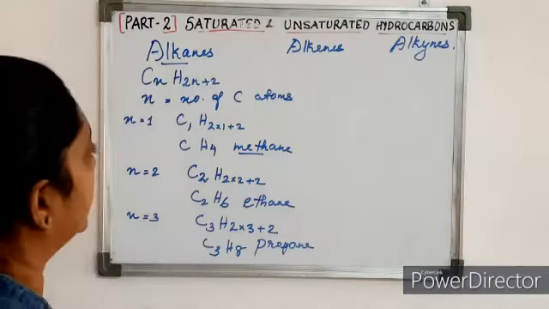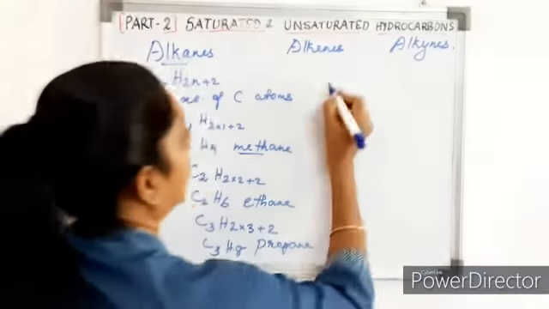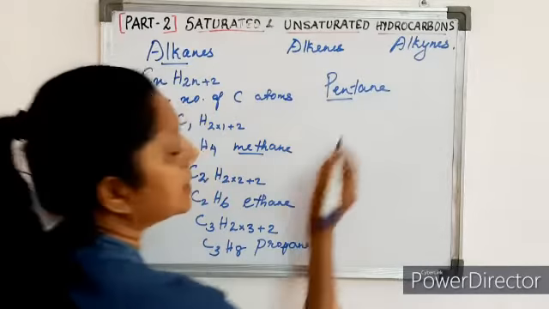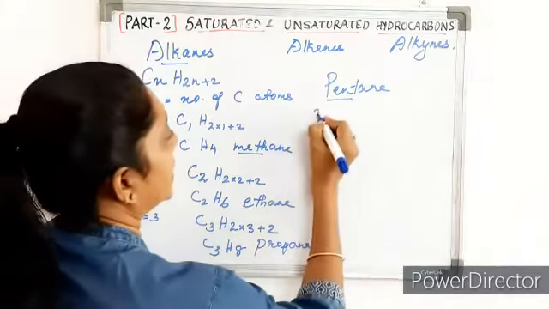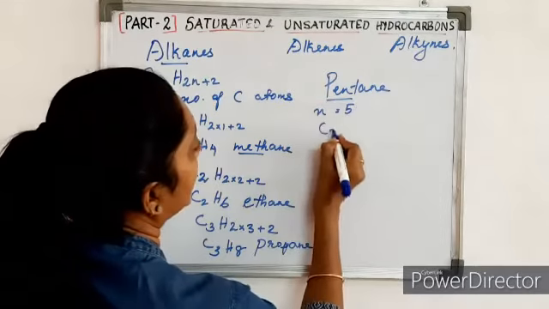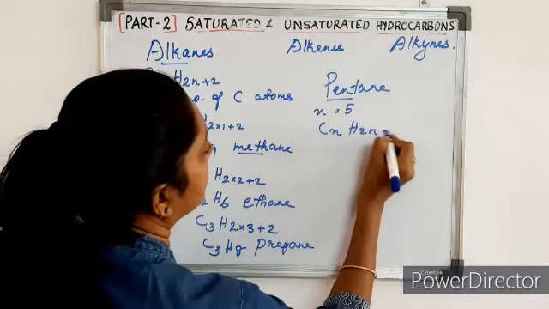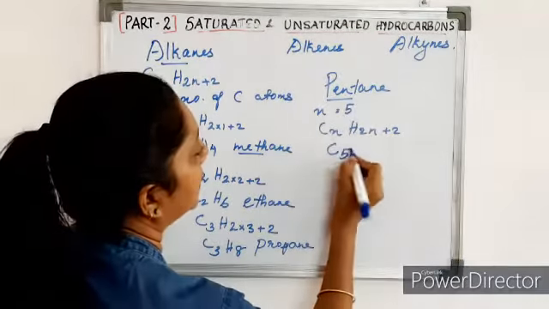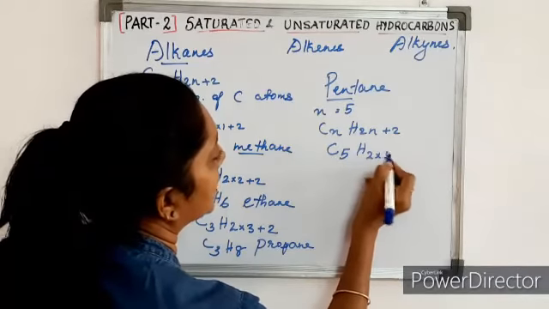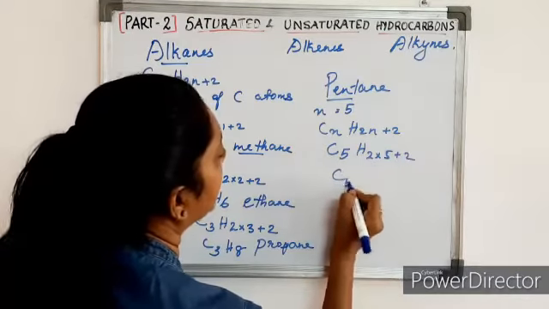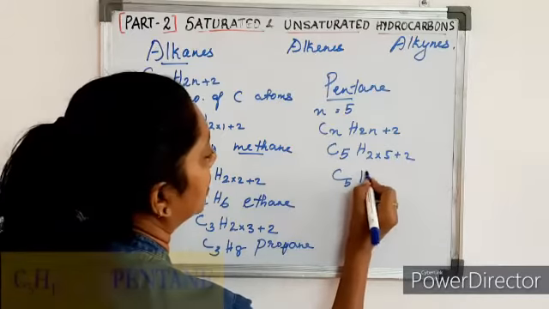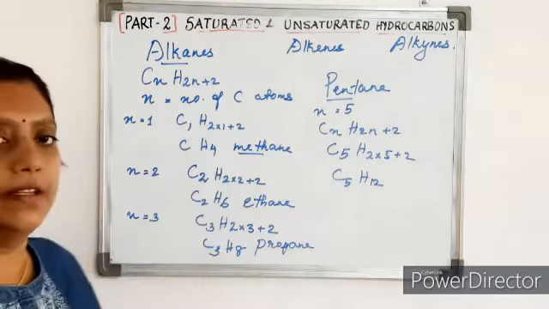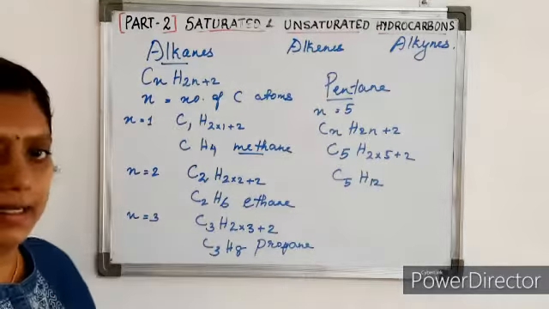So if you want to find the molecular formula for pentane, how will you find it? We know that pent means 5 carbon atoms. So n is equal to 5. CnH2n+2, putting n equal to 5, C5H(2 into 5 plus 2), that is C5H(10 plus 2), C5H12. This is the formula for pentane. In this way, we can find the formula for all the alkanes.